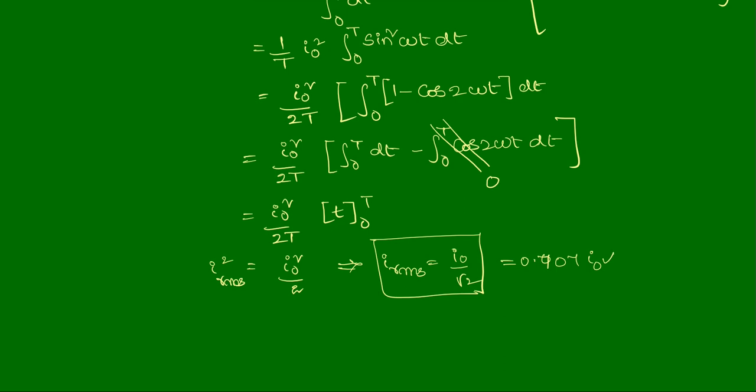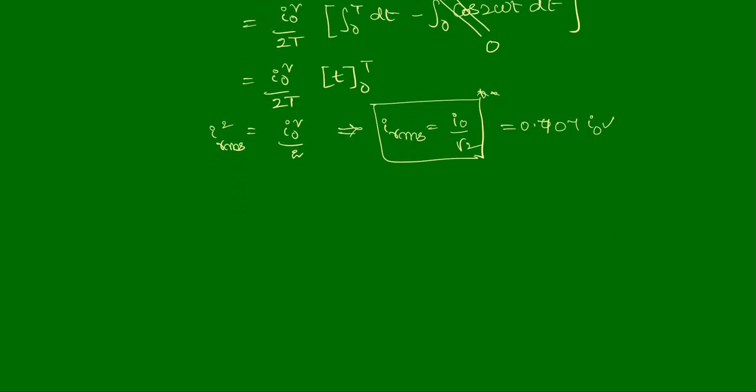So you can expect some questions based on this. RMS current is very, very important, and it is true for half cycle or complete cycle. If they ask for RMS voltage, it will be E naught by root 2. Is it clear?